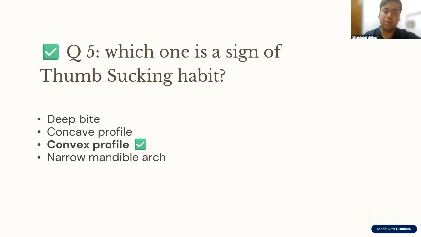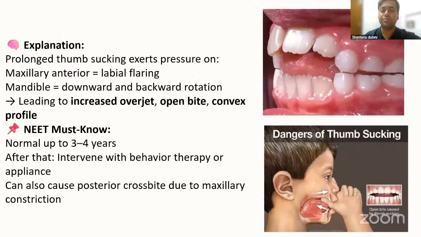Of course, we understand the answer is convex profile, and we'll discuss why and also eliminate the rest of the options. As you can see in the picture in the right bottom corner, whenever the patient is sucking the thumb, he's applying two kinds of pressure. The first is towards the palate, because he's pressing the thumb against the palate. The second is on the tongue. He's not allowing the tongue to rest where it should, around the maxillary arch. It is depressed downwards towards the mandibular arch.